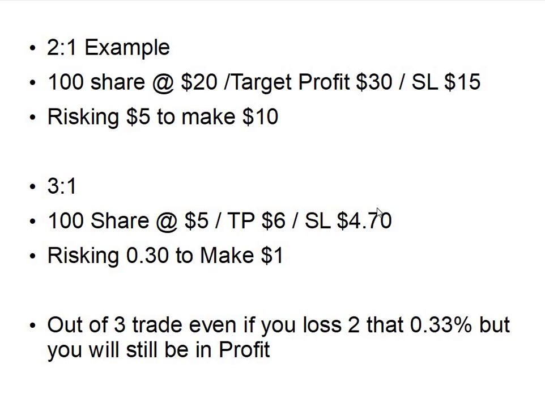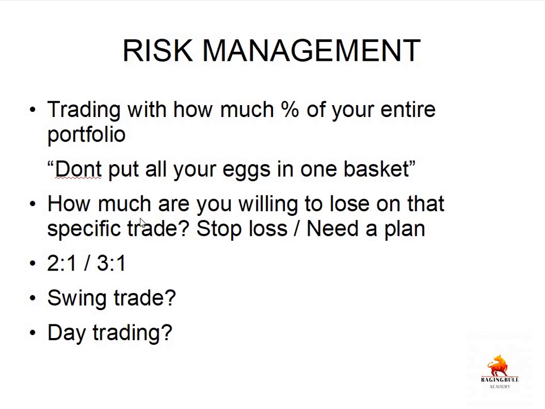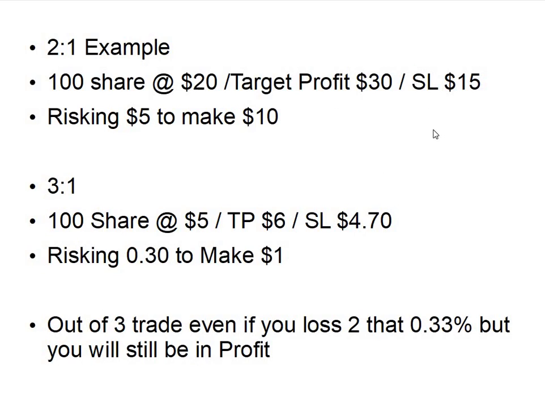Okay, now people don't know what a stop loss is. Stop loss is basically how much you're willing to lose on a specific trade. So in this scenario, I put the stop loss, just as an example, at $15, just to make things easier. So you bought 100 shares at $20, your target profit was 30, and your stop loss was 15. That means you are risking $5 to make $10. That's a 2-to-1 ratio. Risking 5 to make 10.